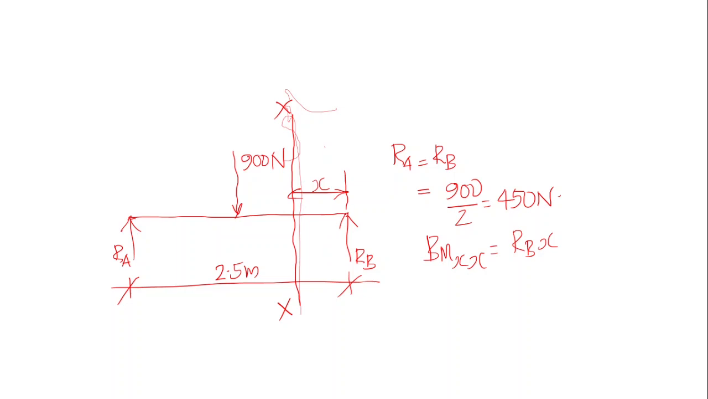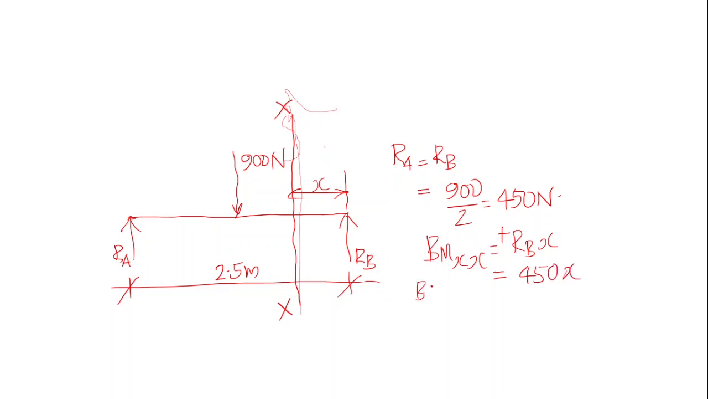x varies from this point, where x is equal to 0, to this point, where x is equal to 1.25. Then Rb into x, when we consider the anti-clockwise moment as positive, this will become plus. We can select any convenient sign convention for this particular problem, and that's equal to Rb, which means 450 into x.